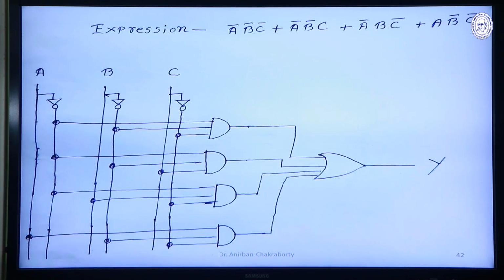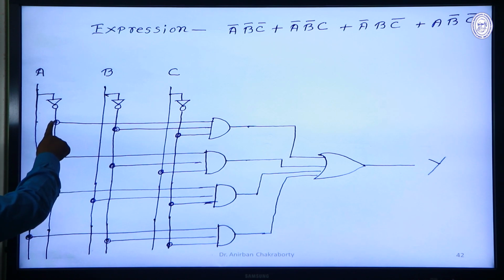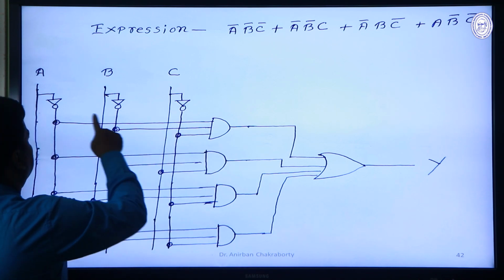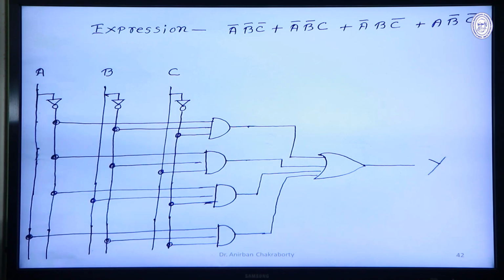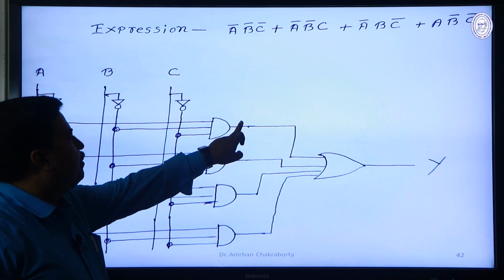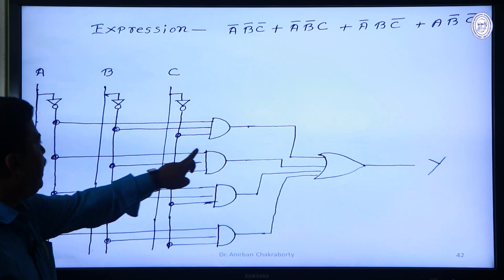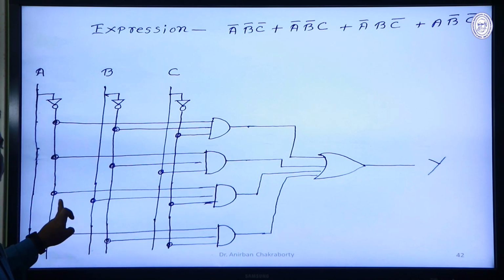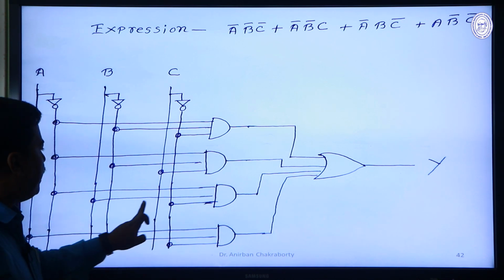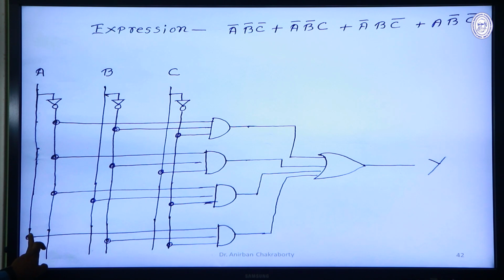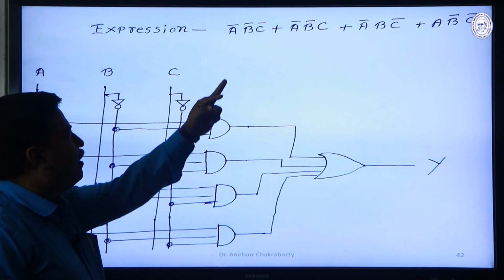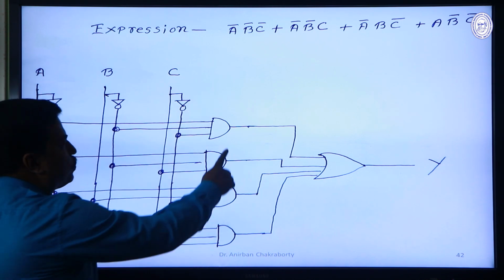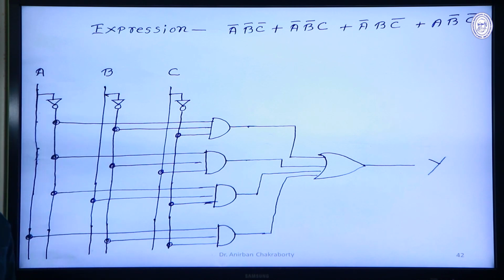I have drawn it just like the previous concept, A bar, B bar, C bar. I have made A bar using this NOT gate, B bar using this NOT gate, C bar using this NOT gate. So the first one is producing A bar, B bar, C bar. Next one A bar, B bar, C. Third one A bar, B, C bar, and the fourth one A, B bar and C bar. And there are plus, means OR, so I have fed them into an OR gate. So this is the final output here.